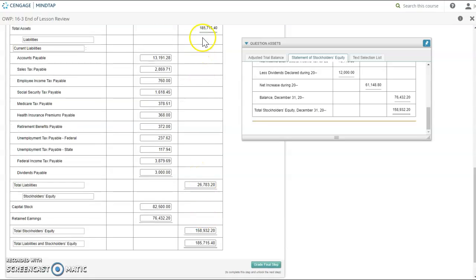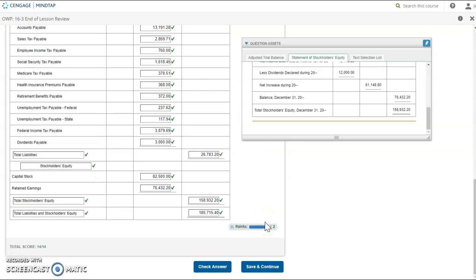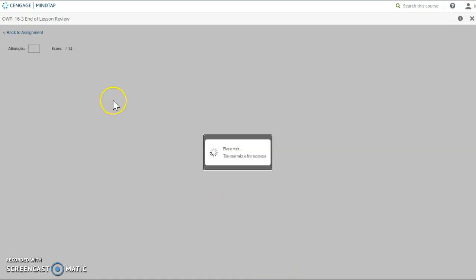If those two numbers do not equal, we have a problem. If they don't equal, I would say the number one place to check is going to be here, and make sure that you took your capital stock and your retained earnings off of your statement of stockholders equity. I'm going to grade my final step, and we should be good. You can now continue on to the 16.3 on your own.